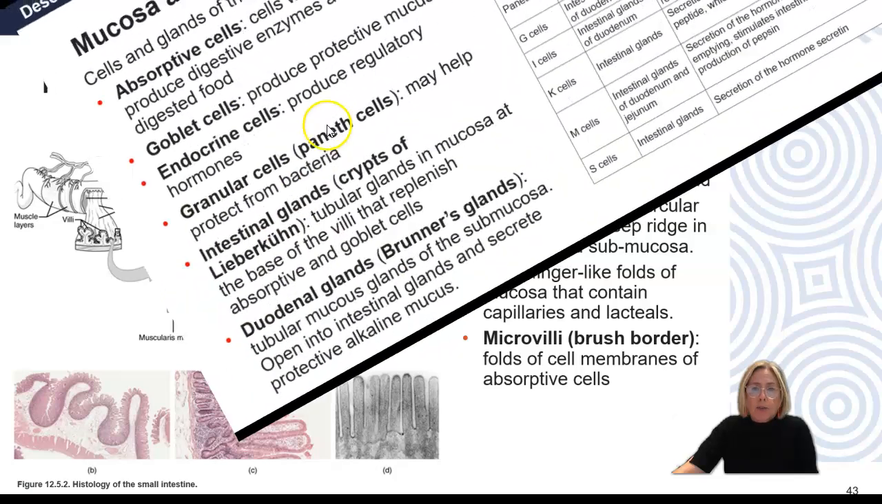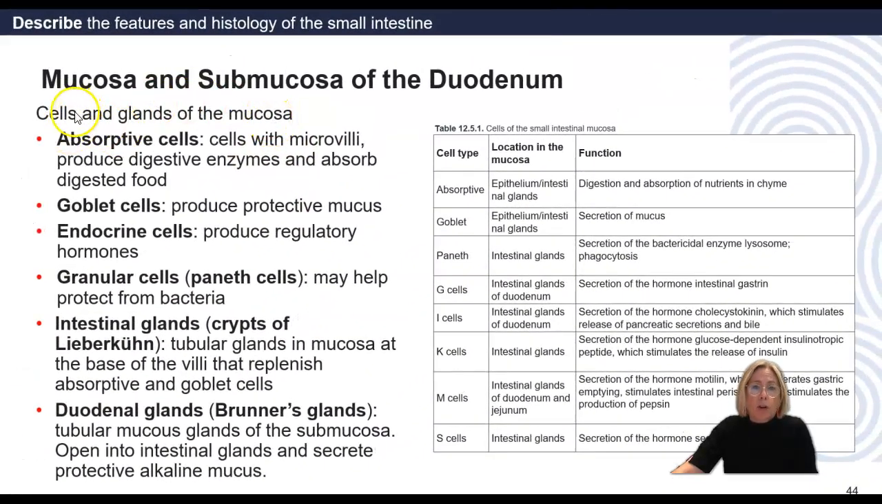Now, there are glands of the mucosal layer, and there's also a lot of diverse cells as well. I've spoken about these absorptive cells. They are the cells with the villi and the microvilli. They produce digestive enzymes themselves. They form the brush border and absorb digested food. We'll get to them a bit later on.